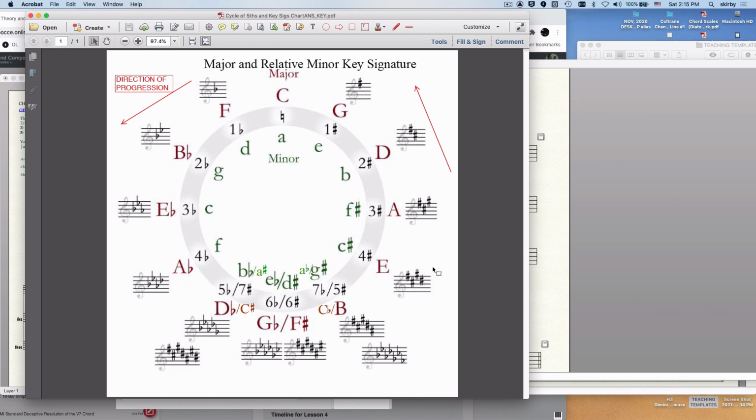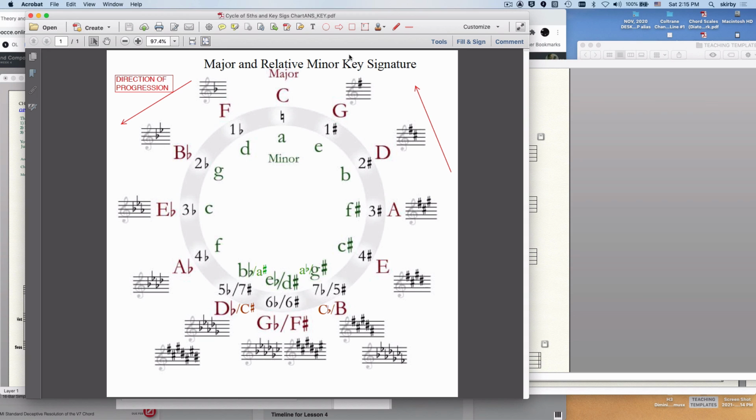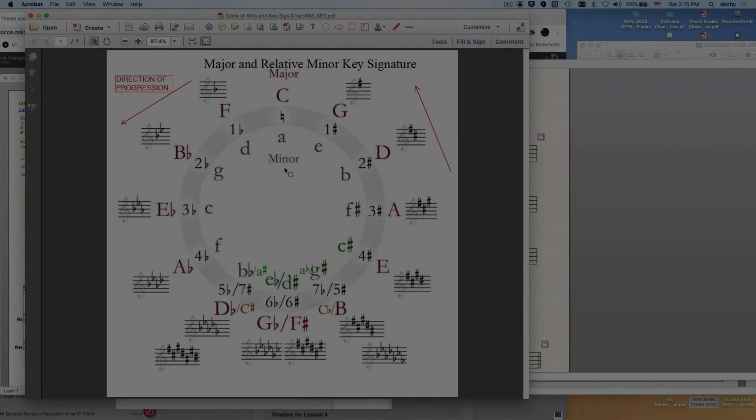Okay, so this is the bottom line of this video: to help you realize that there is a practical way to get good at figuring out these relationships and understanding these relationships, and that practicality can be linked to your knowledge of the circle of fifths. This is just one of the many ways in which the circle of fifths is helpful in the study of music.